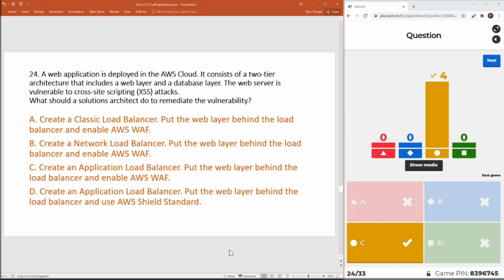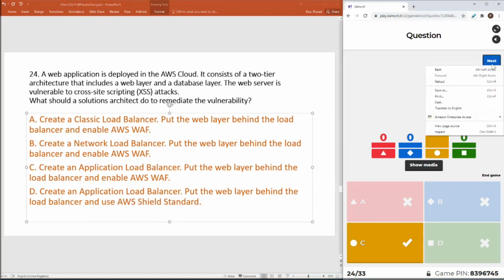Yep, everyone got it right. So WAF is the right answer, and it has to be with application load balancer instead of classic or network load balancer. Shield is mainly used for DDoS attacks. I'm glad all of you got it right. Next question.